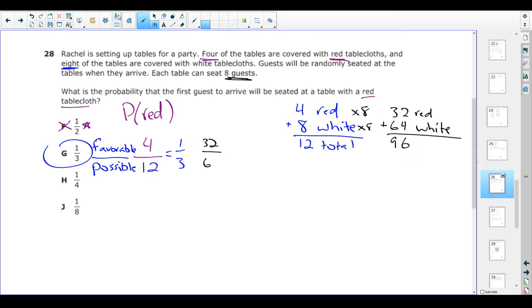whoops, I messed it up. Not 64, but the total, which is 96. And guess what? That still equals 1/3. We didn't have to do this work because all the tables were the same size, so it just simplifies to the same answer. So if you did it that way, you just worked harder than you had to.